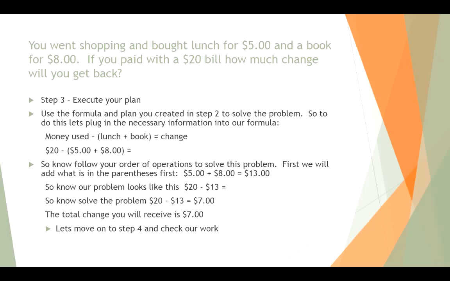So we're now going to follow the order of operations to solve the problem. First, we'll add what is in the parentheses, which is $5 plus $8 gives us $13. So now our problem looks like this. $20 minus $13. So now we solve the problem. $20 minus $13 equals $7. The total change you will receive is $7. So now we have our answer. Let's move on to step 4 and we'll check our work.